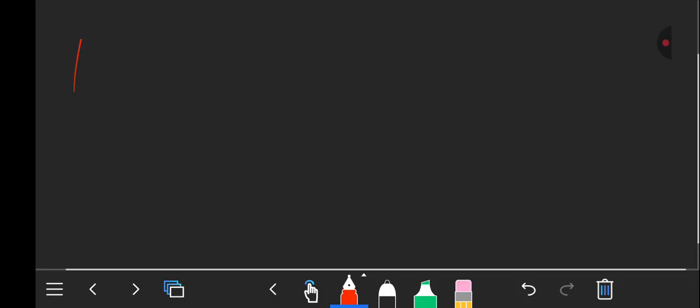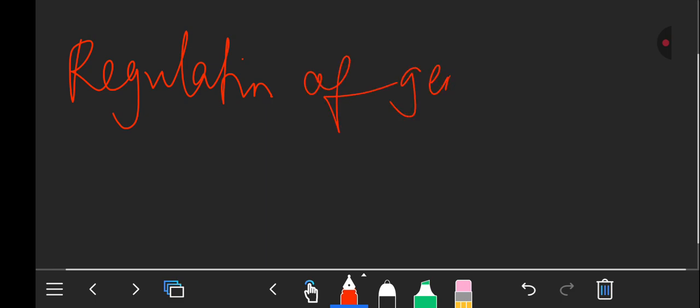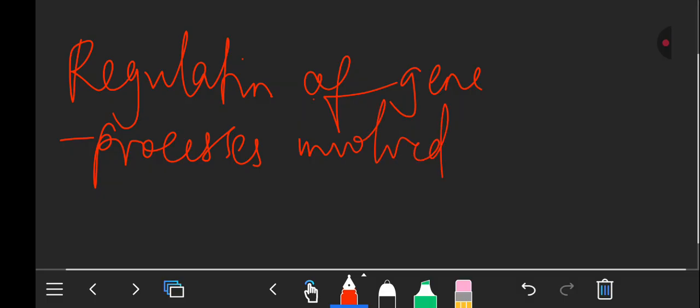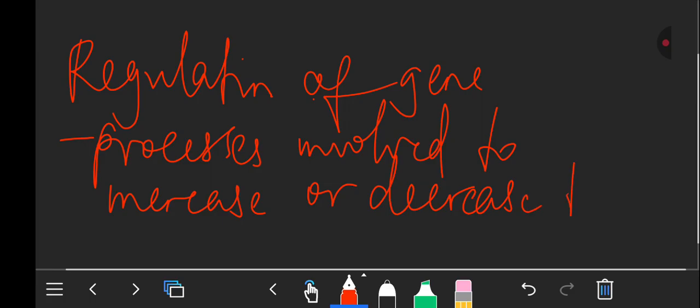Now let's look at the regulation of gene. What does it mean when we talk about regulation of gene? When you're talking about the regulation of gene, you're just referring to the processes which are involved to either increase or decrease the production of proteins.